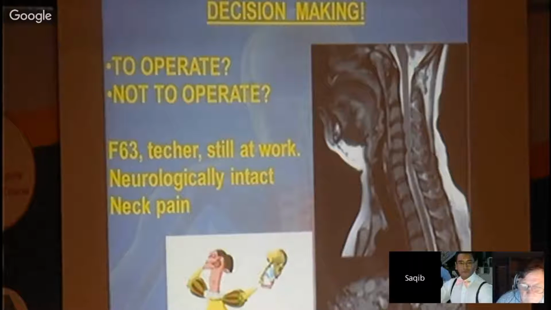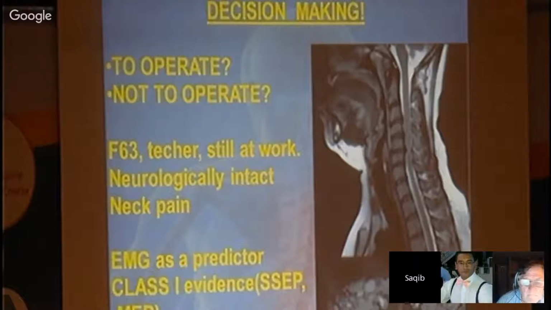Right. If you look statistically at operating on asymptomatic cervical stenosis without myelopathy, the risk of surgery actually exceeds the risk of someone deteriorating suddenly. Exactly. That's what I have explained to this patient, and he is not really keen to have an operation. He's an educated man and understands all these risks and benefits. So I'm still observing him because he's still fine. And this is the data. If you want to read this article, it says that you could use the EMG as a predictor, and this is class 1 evidence.